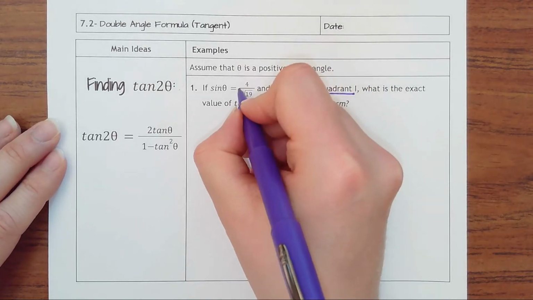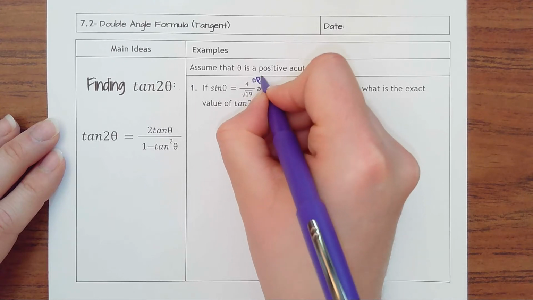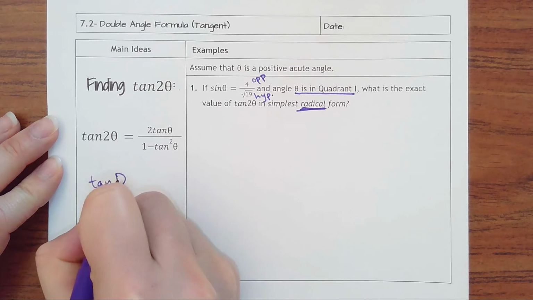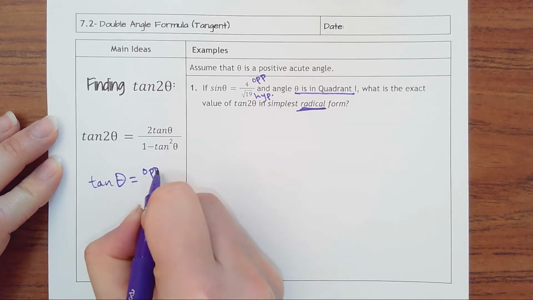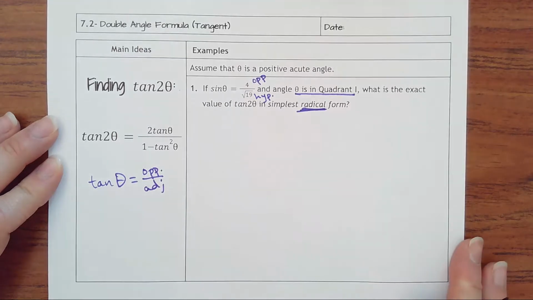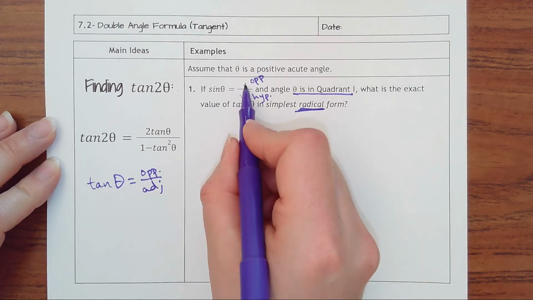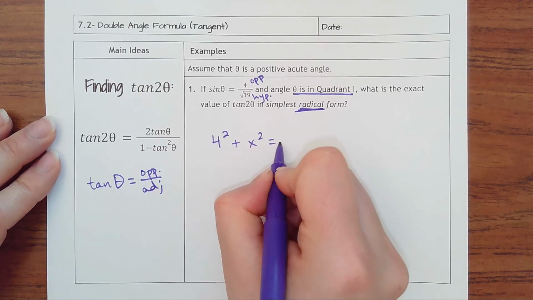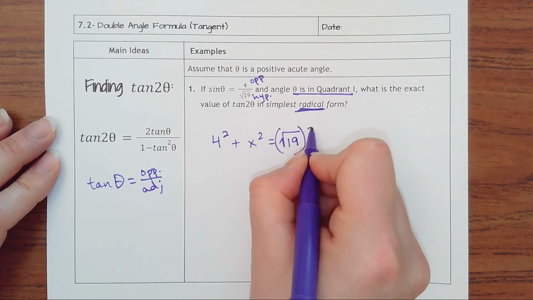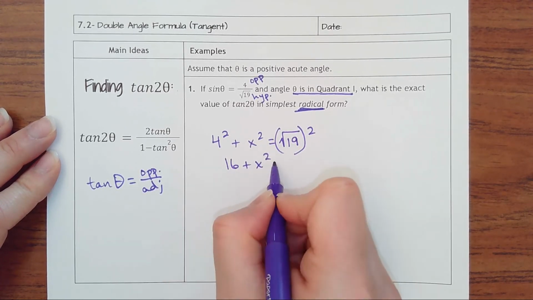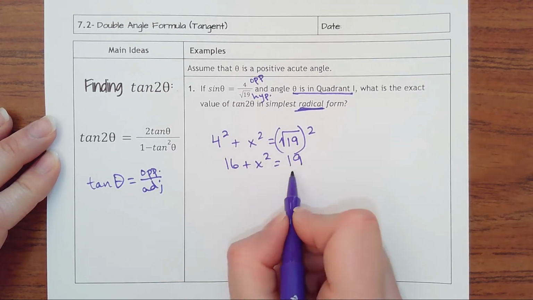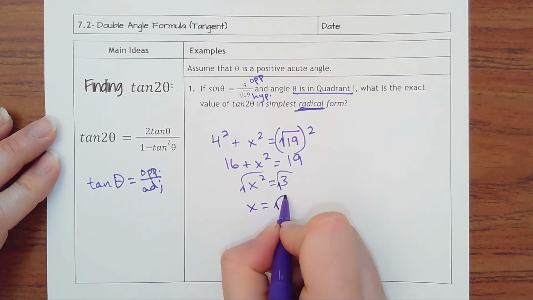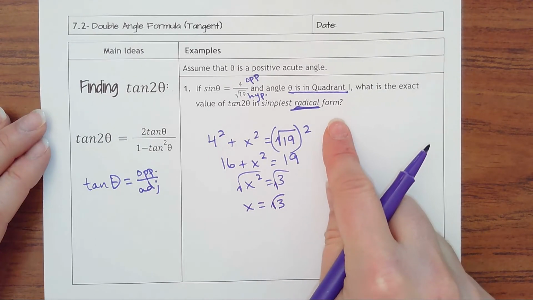Okay, so sine gives me the ratio of opposite over hypotenuse. Remember, tangent, though, TOA is opposite over adjacent. So I'm going to have to do some Pythagorean theorem first. I'll have my 4 squared plus x squared equals square root of 19 squared. Square and square root cancel. Subtract 16, so it'd be 3, and then square root of that. X is simply the square root of 3, so that's why they said simplest radical form.